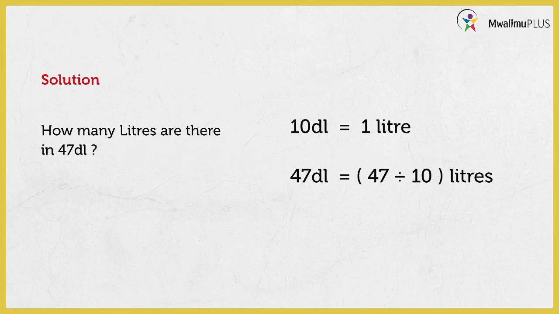Very simple. You have to know the units that are used in that particular question. For instance, here you have to know that 10 dl is equivalent to 1 liter. If you have that one in your mind, then you can work out. You can now say that 47 dl will be equivalent to how much? Now, this will give me 47 divided by 10, and what I'm going to get should be in liters.